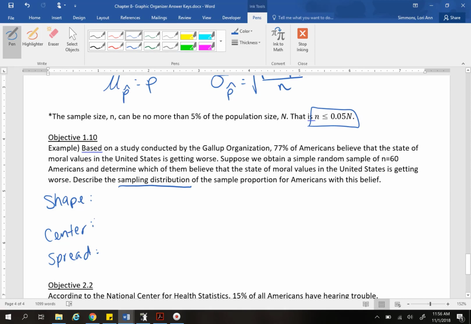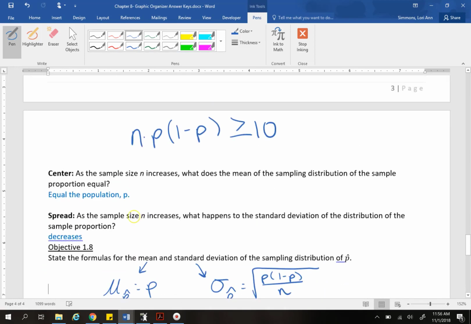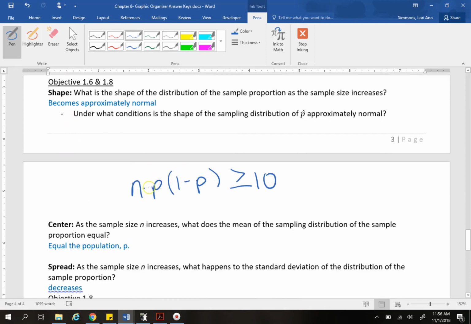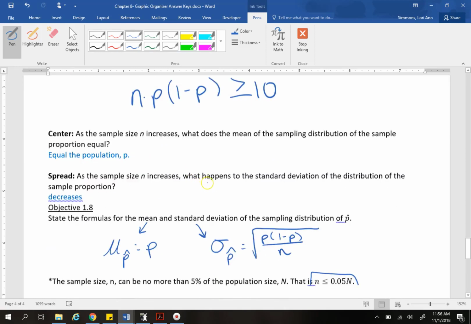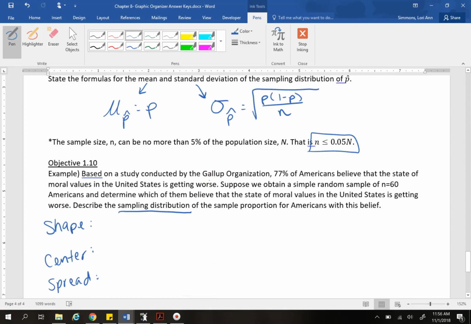So what is the shape? If we go back up here, if this is true, then we can say it is approximately normally distributed. So let's put that to work. n is 60, p is 0.77, then 1 minus p. When you put that in your calculator, you get 10.626, which is greater than or equal to 10. So that means our shape is approximately normal.